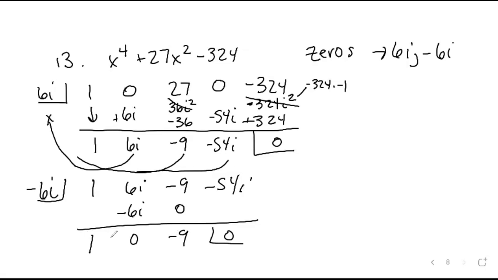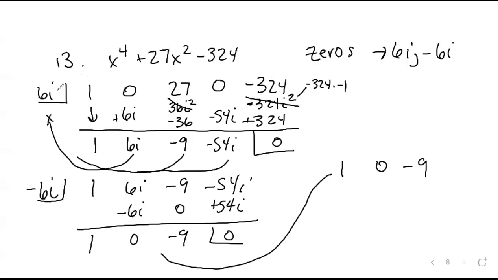If you need me to slow down on any of this, like you don't understand where I'm coming up with it, please holler at me. We've done this for a couple of weeks now, but negative 9 times negative 6i would be positive 54i. We add those, we're going to get 0. So now we're left with 1, 0, negative 9. I started out with an x to the 4th, but I divided out twice. So now I'm down to an x squared.